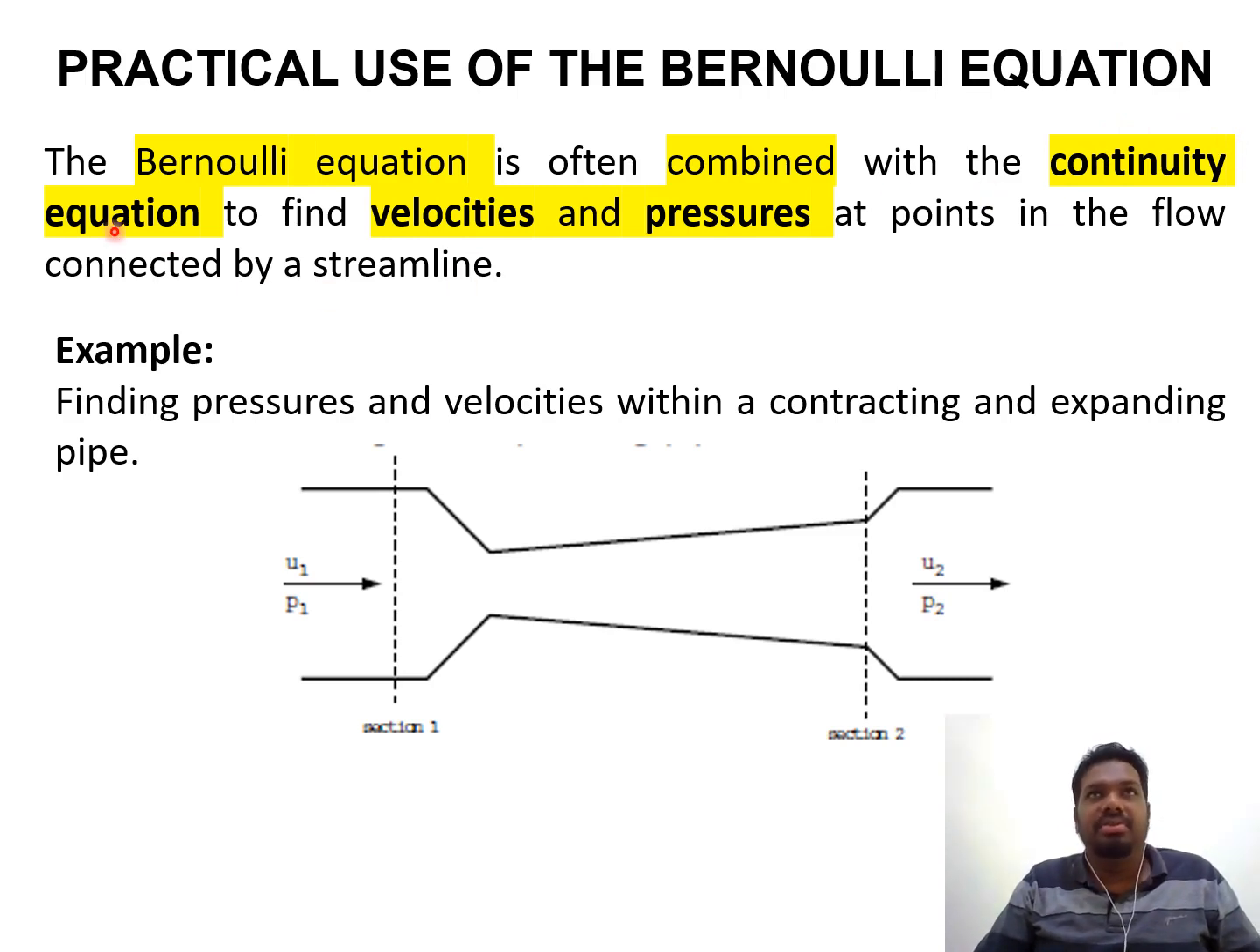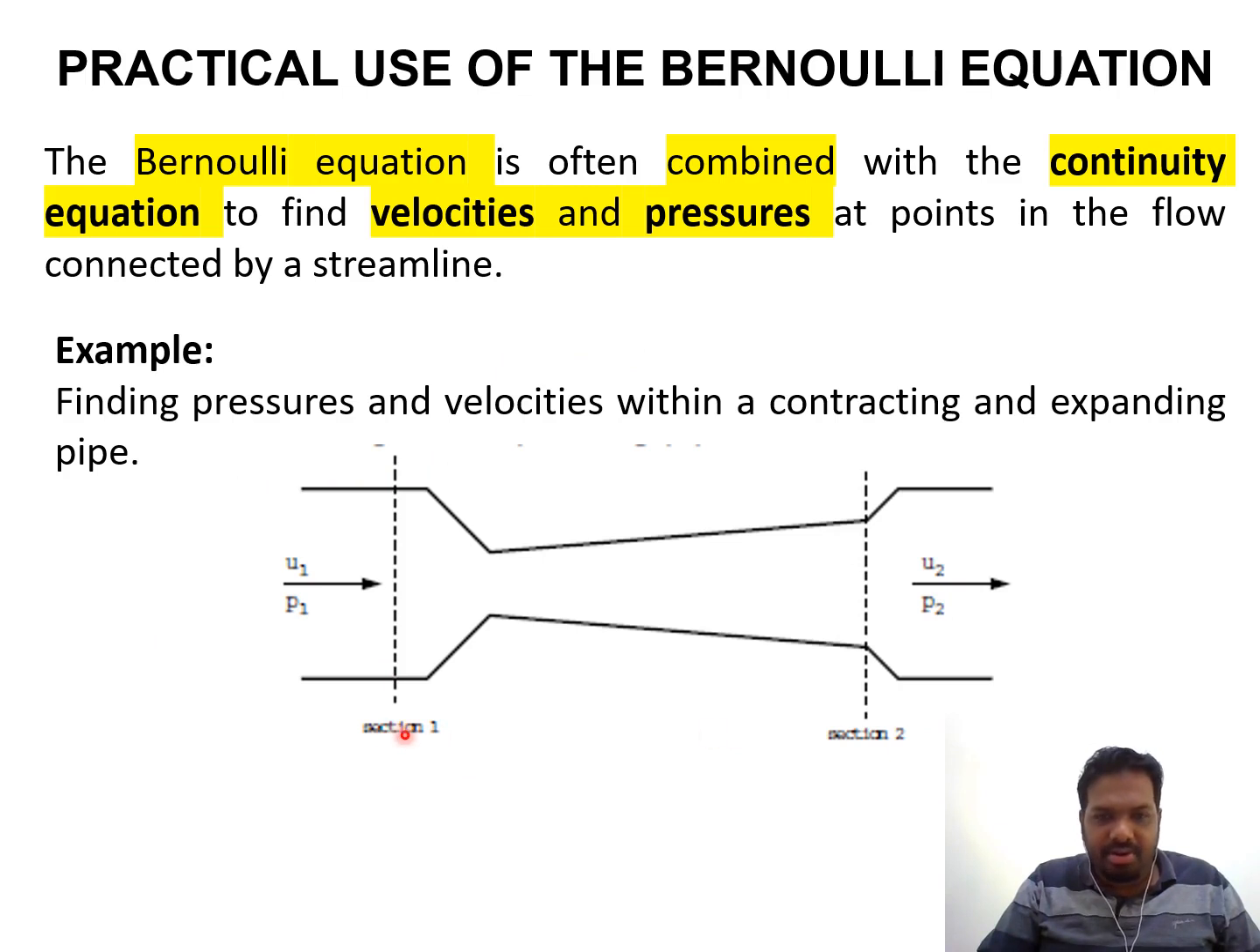The conservation of mass in a control volume. Now we are combining it. Bernoulli's equation alone might not be useful unless you use it together with the continuity equation. If you want to find the velocities and pressure at a particular point in a streamline, then you can combine it with the continuity equation.